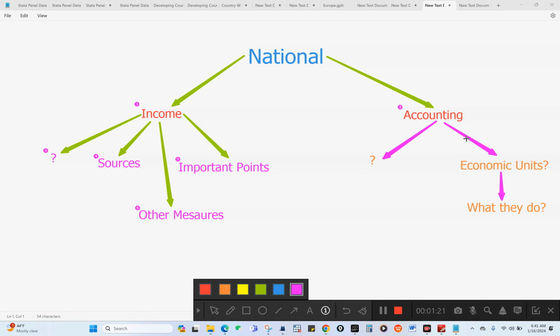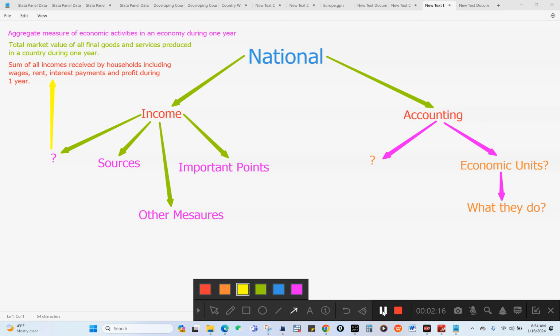Whereas on the national accounting side, we will define national accounting. After defining national accounting, we will discuss some economic units, and we will see which are the economic units and what they do. Now we explain these concepts one by one. First we will start from national income. So let's see what national income is.